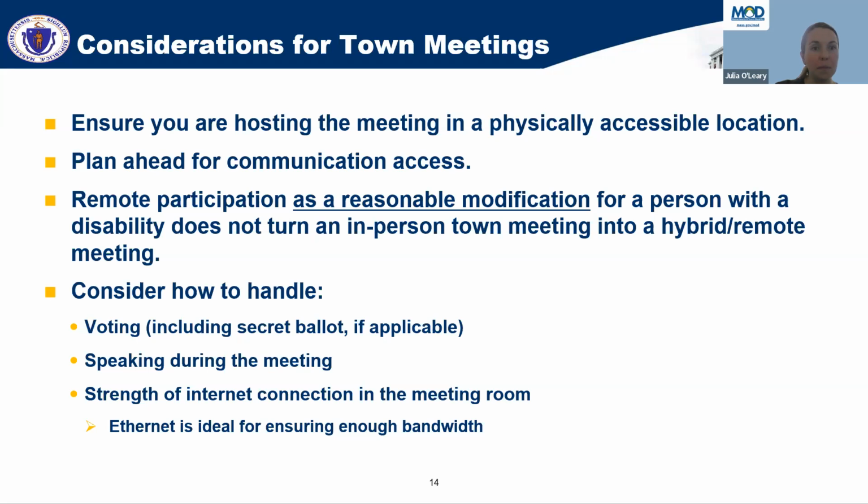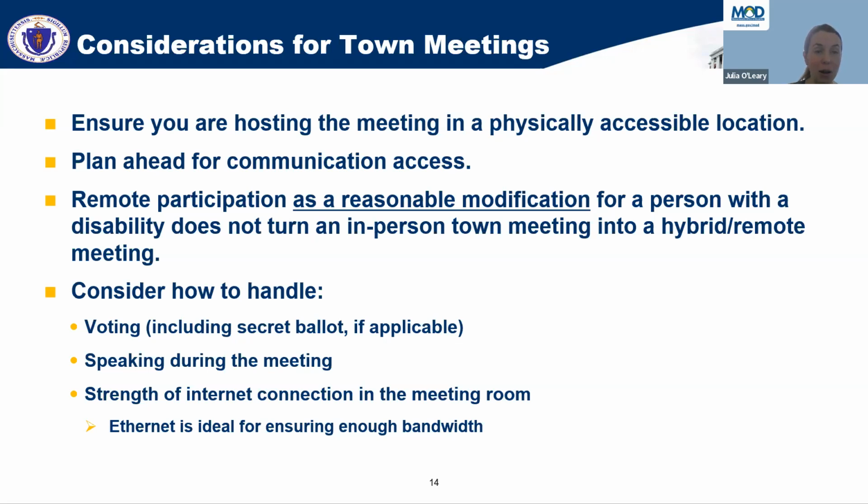We're going to talk a little bit about town meetings. And we have a lot of questions, so we're going to get to the questions very shortly, I promise. So when you're thinking about planning your town meeting, and I know a lot of towns are starting their process of thinking about town meeting around this time of year, make sure that when you're selecting your venue, you're going to be hosting the meeting in a physically accessible location. I've heard from towns that have said, we don't have an accessible meeting space that's big enough to host town meeting. And as Anne alluded to earlier, we can help you with that.